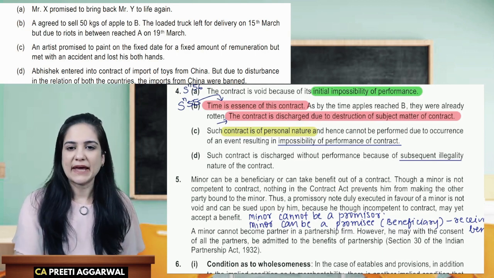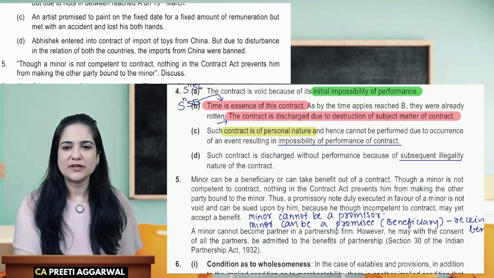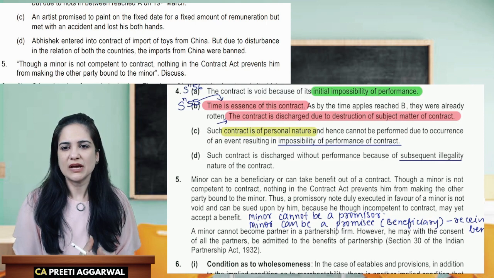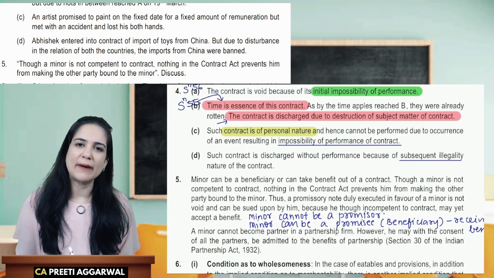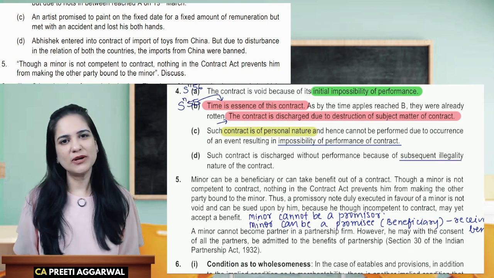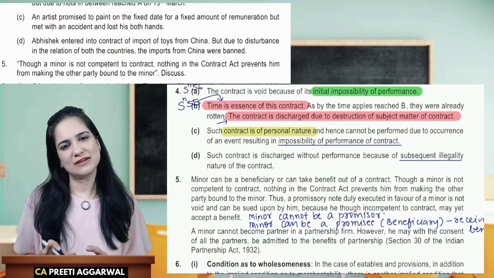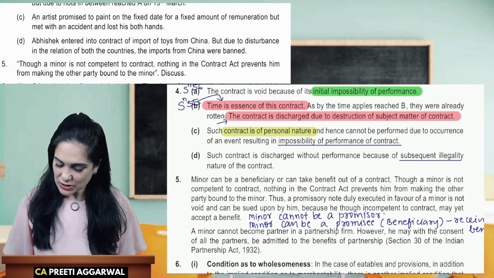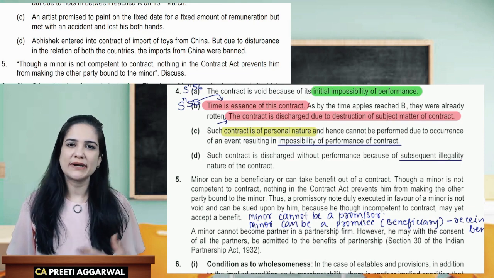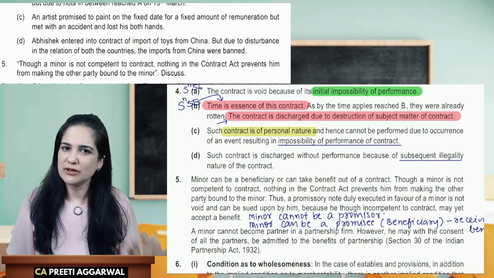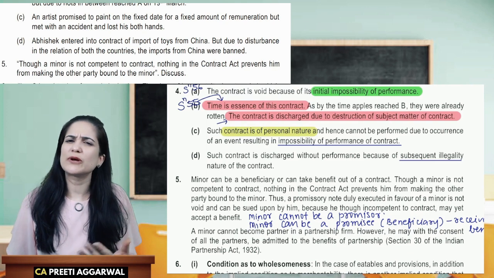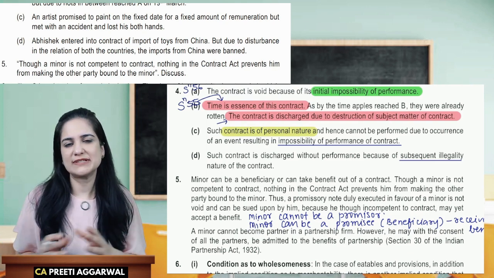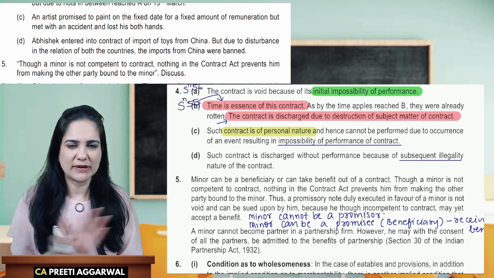All right. Next. Abhishek entered into a contract to import toys from China, but due to disturbance in the relation between the countries, the imports were banned. So there is change in law. The contract is not possible to be performed. It is void. Parties are discharged. So the contract is discharged because of subsequent illegality. There is change in law. There is subsequent illegality. You can also write supervening impossibility, section 56. So the contract is discharged due to supervening impossibility, section 56.